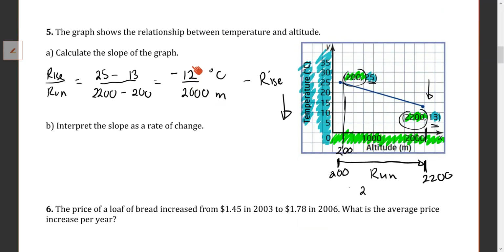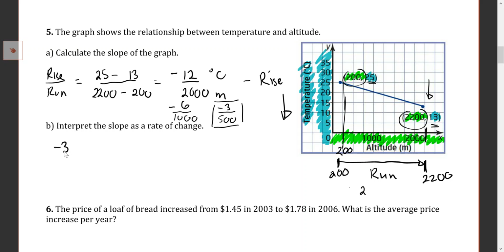So temperature is coming down 12 degrees every 2,000 meters. What's the rate of change? We've done it as a slope. Is there any simplifying? Could we say it's negative 6 over 1,000? Are you happy with that? Good, yeah, negative 3 over 500. Stop there? Okay, what about rate of change then?